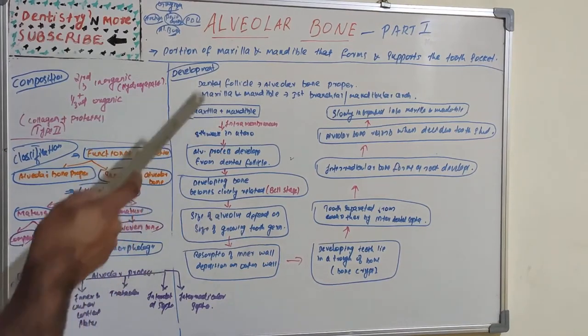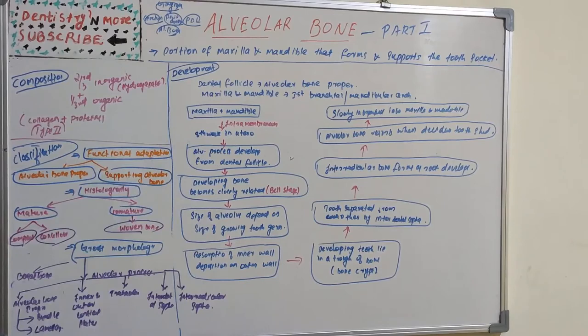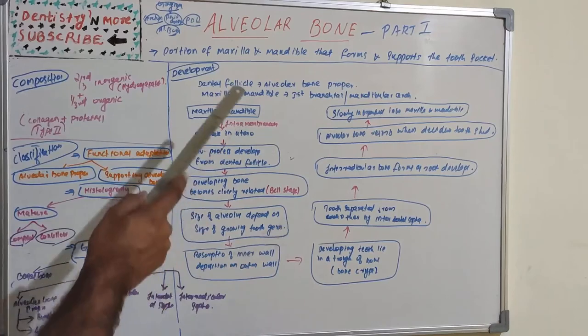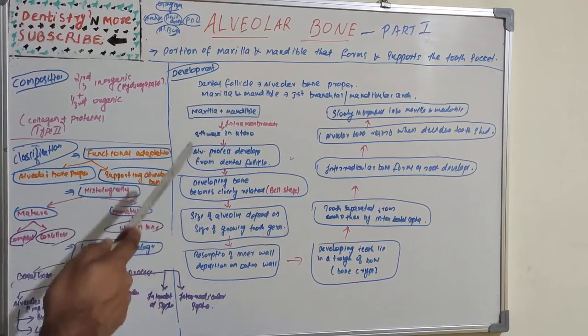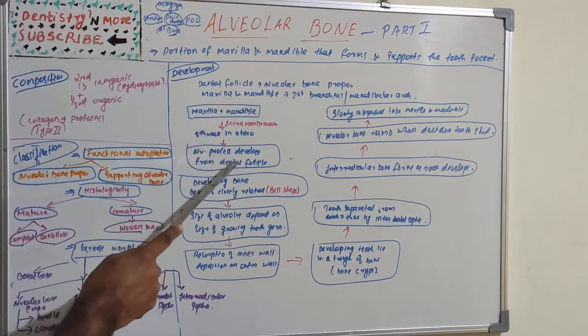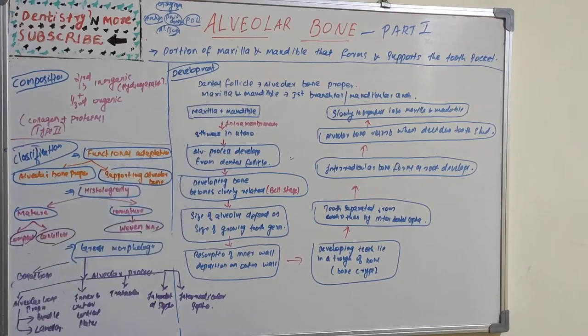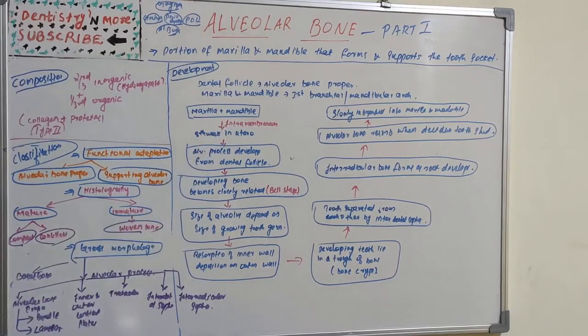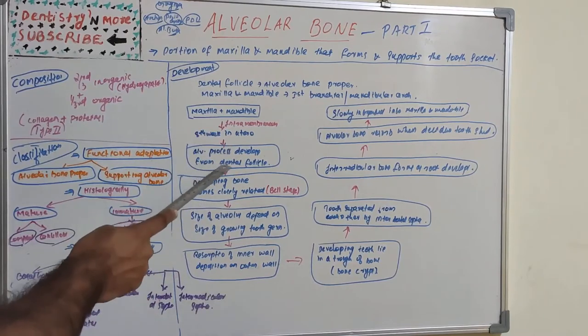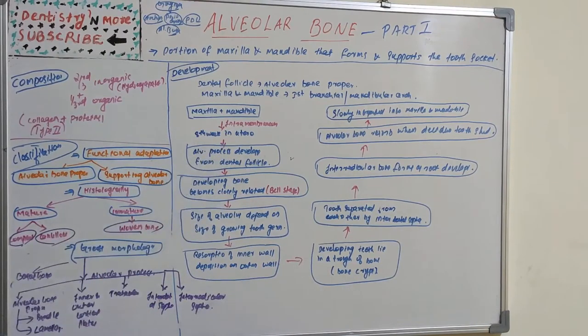First, what happens? The maxilla and mandible develop intramembranously, and around the 8th week in utero, the alveolar process develops from the dental follicle during tooth eruption. So the maxilla and mandible are already forming intramembranously, and the dental follicle gives rise to the alveolar process.